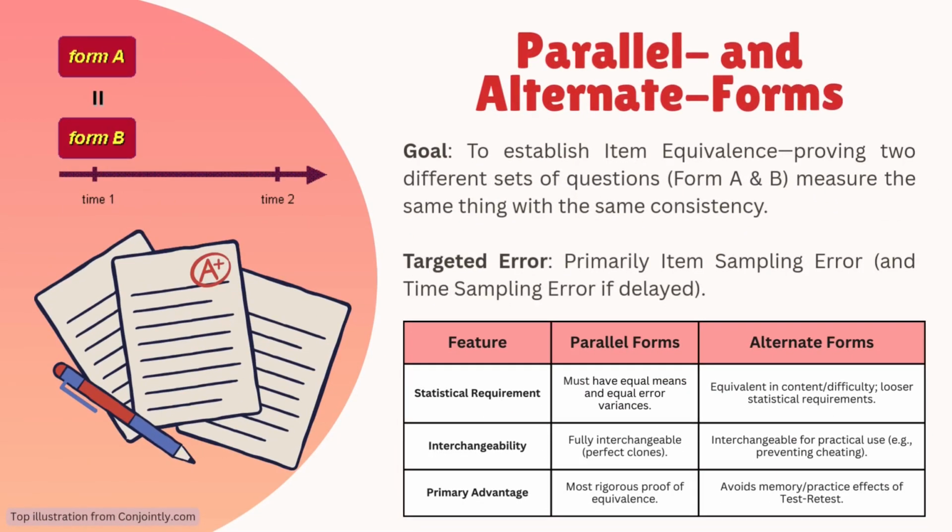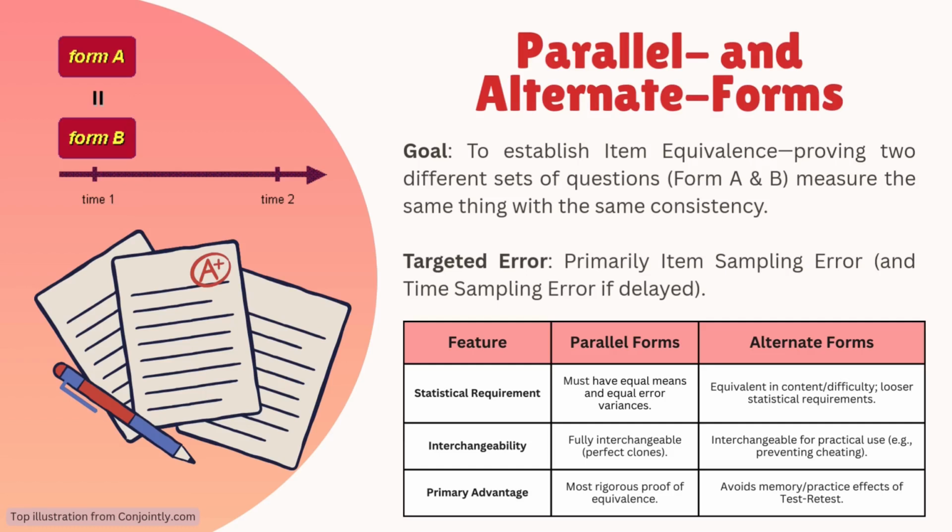Next up, we have parallel and alternate forms reliability. This method tackles the problem of item sampling or test construction error. It does this by making sure that the specific questions chosen for the test aren't what makes the score reliable or unreliable. So this method primarily targets item sampling error, and actually also time sampling error if you wait between forms. So the goal is to prove that the two different sets of questions, basically Form A and Form B, are measuring the exact same thing with the same consistency.